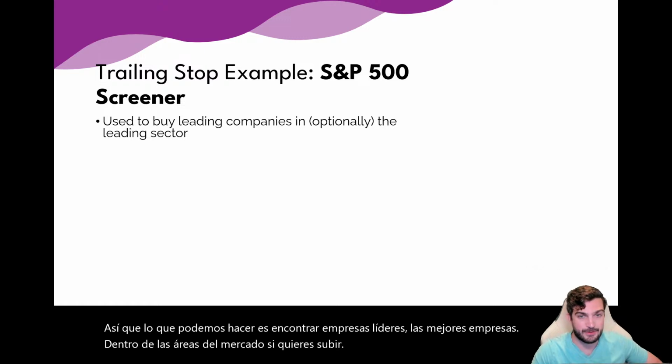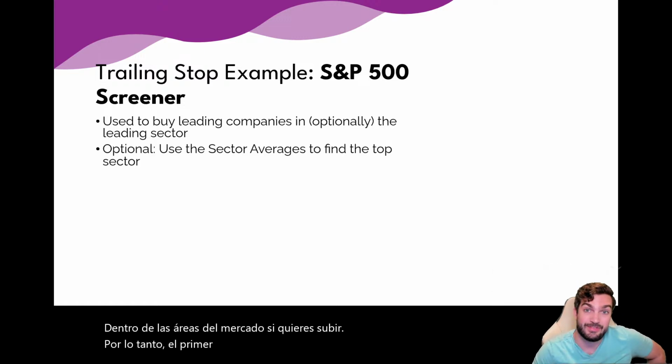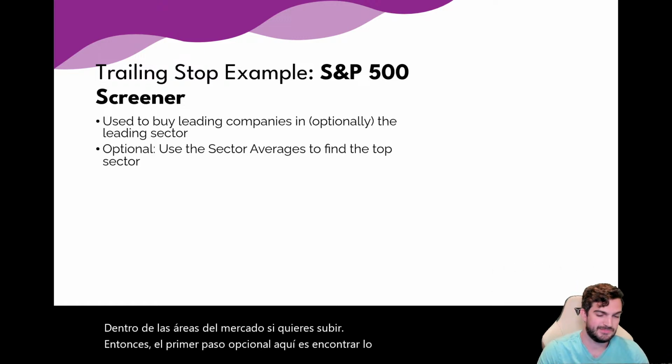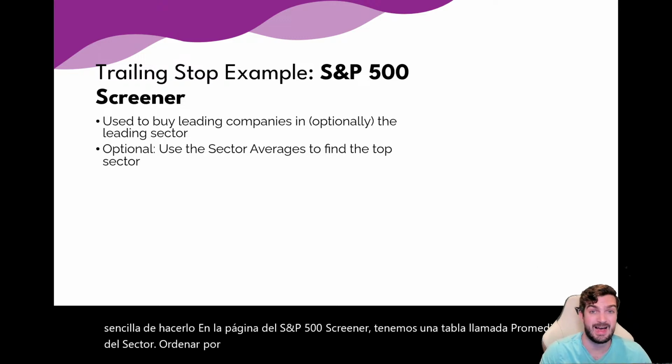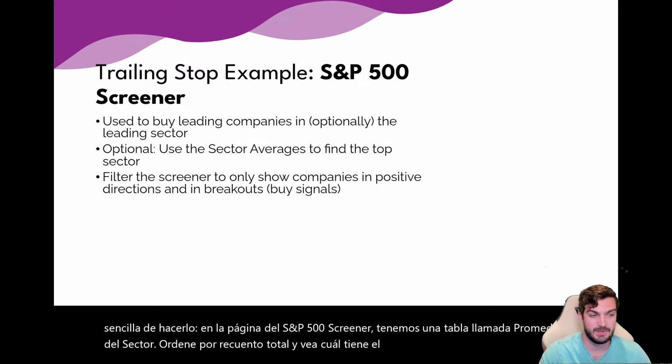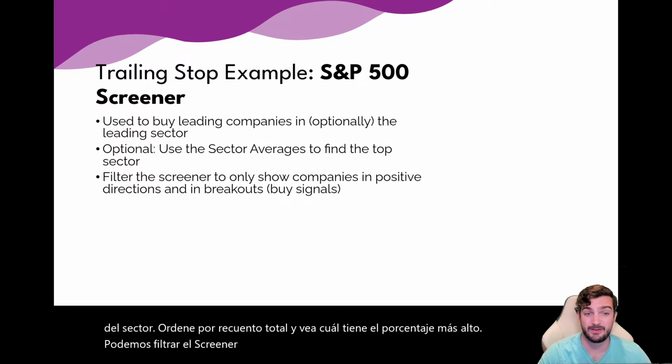So the optional first step here is find what the top sector is. Simplest way to do that, on the S&P 500 screener page, we have a table called sector averages. Sort by total count and see which one has the highest percentage. We can filter the screener to only show companies within that sector.